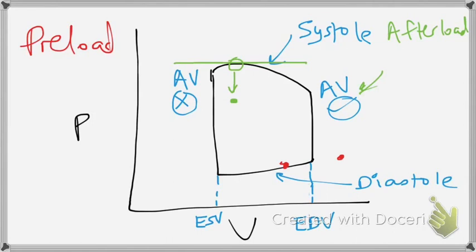Now let's discuss the other situation. What if the afterload is decreased? What if there is very less resistance? For example, we say peripheral vasodilation. There is less pressure against which the heart has to beat now. Now you will be able to pump a lot of blood with more force this time because there's nothing opposing you. So now your maximum pressure will increase to this point. So these are the effects of the changes in preload and afterload.